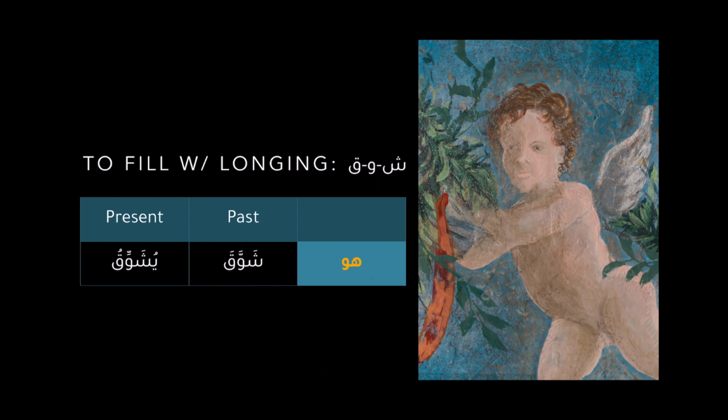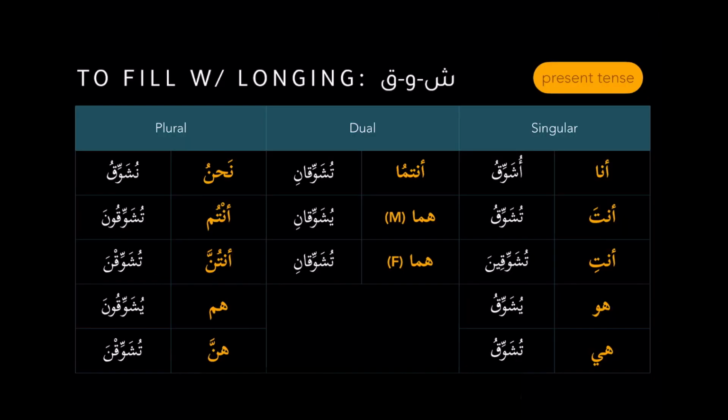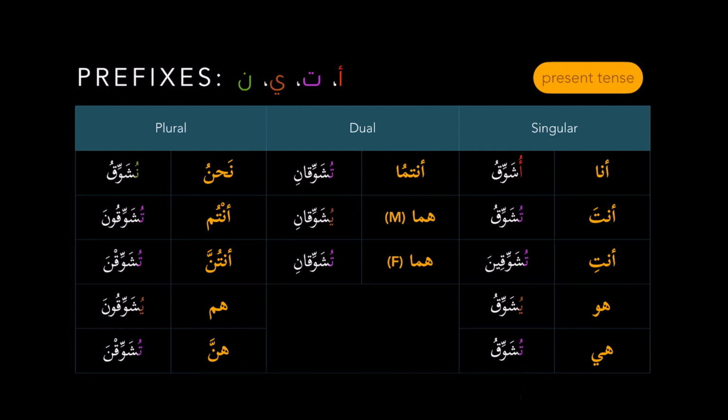And now we're going to go over an irregular Form 2 verb and show you how it behaves just like a sound verb. And that one's شوق يشوق, meaning to fill with longing. Now notice this is irregular because the middle radical is a waw, and so this is a hollow verb, شوق يشوق. And you'll take a look. Notice that the waw remains in place in all the conjugations. The prefixes are standard, what we've covered before. The suffixes also haven't changed. So essentially this irregular verb behaves like a sound verb.